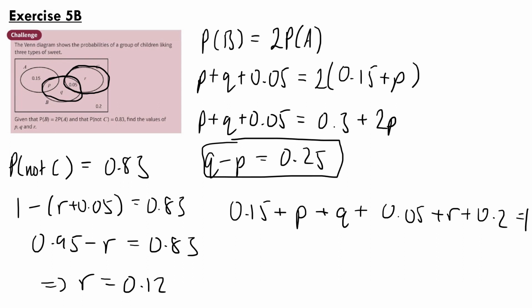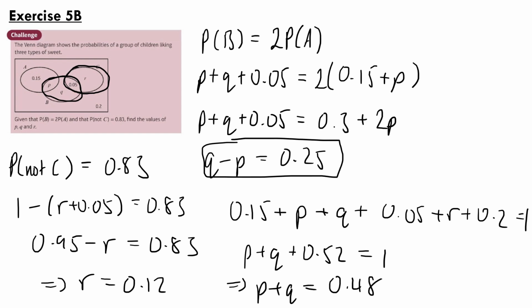So we have p plus q, and we have 0.15 plus 0.05, which is 0.2. We have another 0.2, so we've got 0.4. And we know r is equal to 0.12, so plus 0.52 is equal to 1. So we have p plus q is equal to 0.48. Okay, we have our second simultaneous equation.